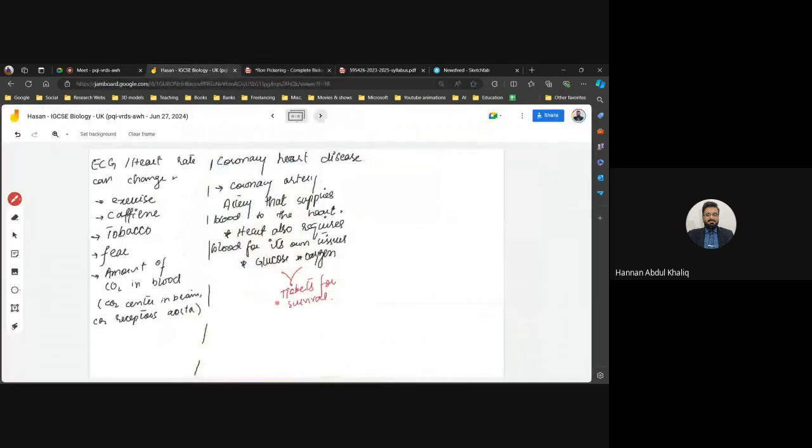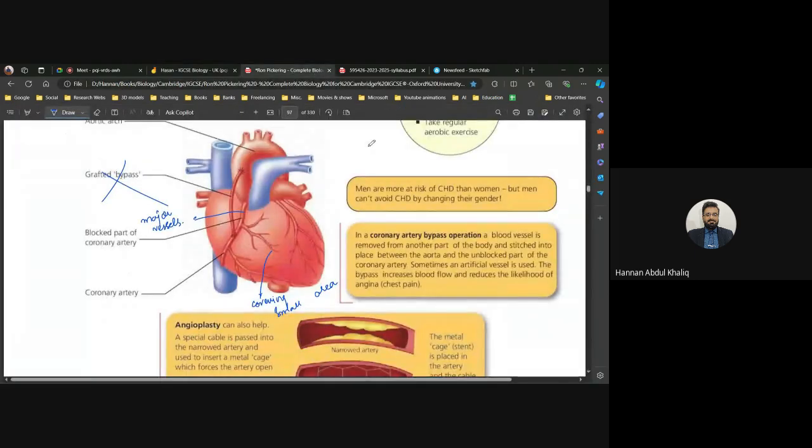Remember that when the blood is not provided, the heart cells would start dying. And once they start dying, it means that the heart would start getting weakened. The problem is, this is also a major vessel. This is another major vessel.